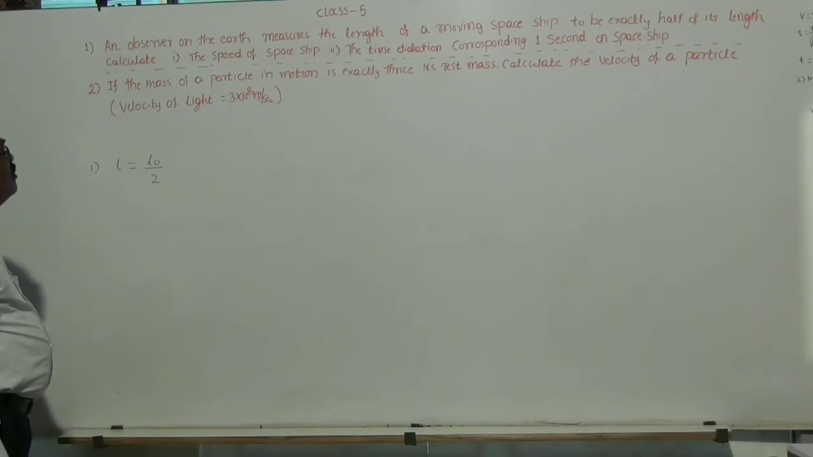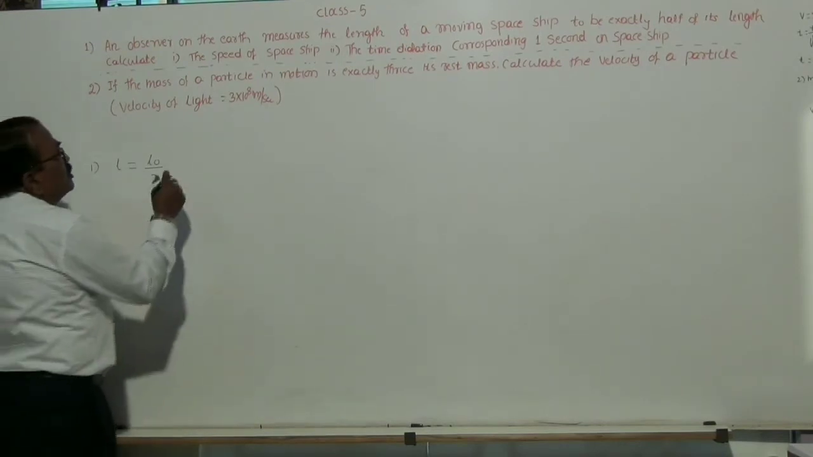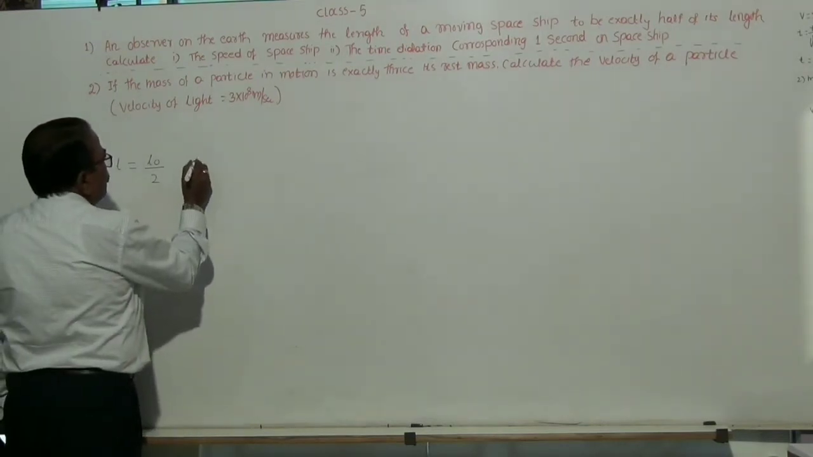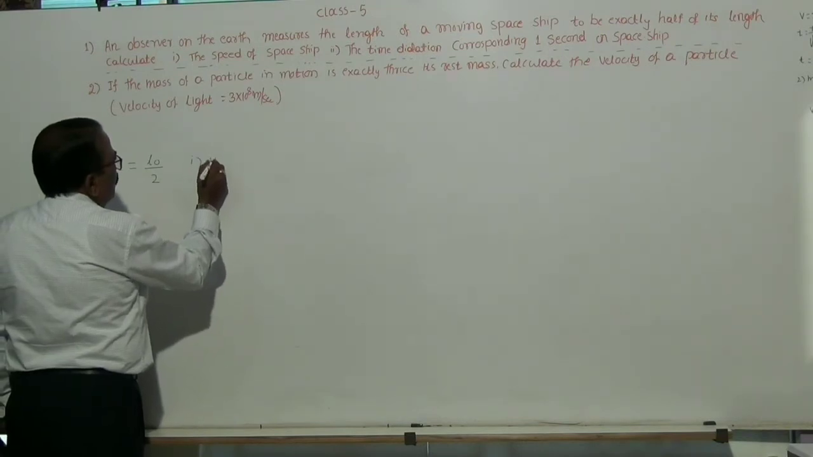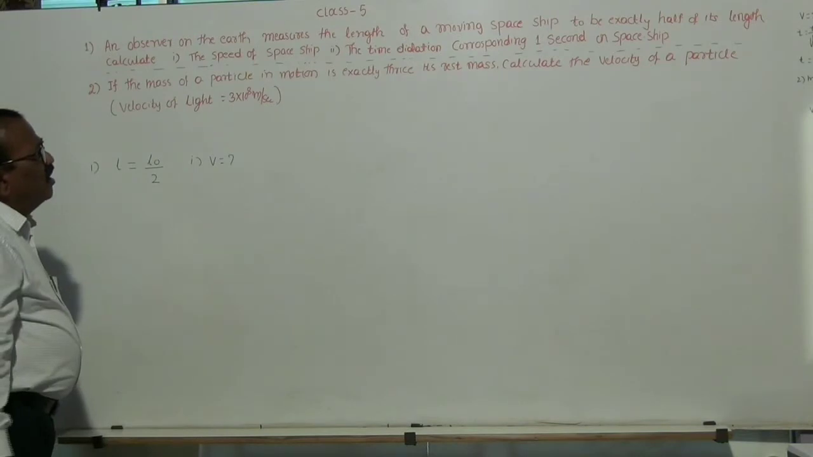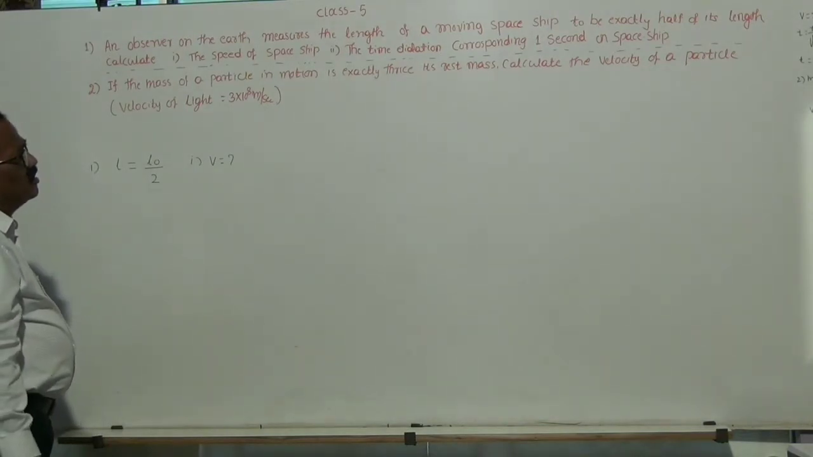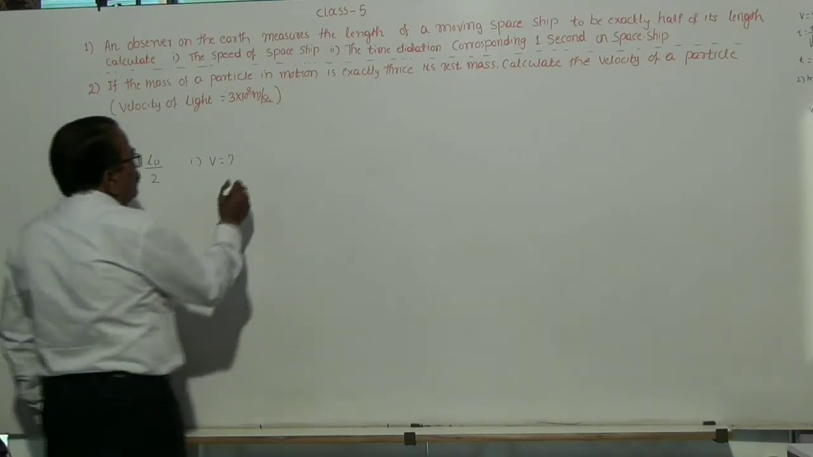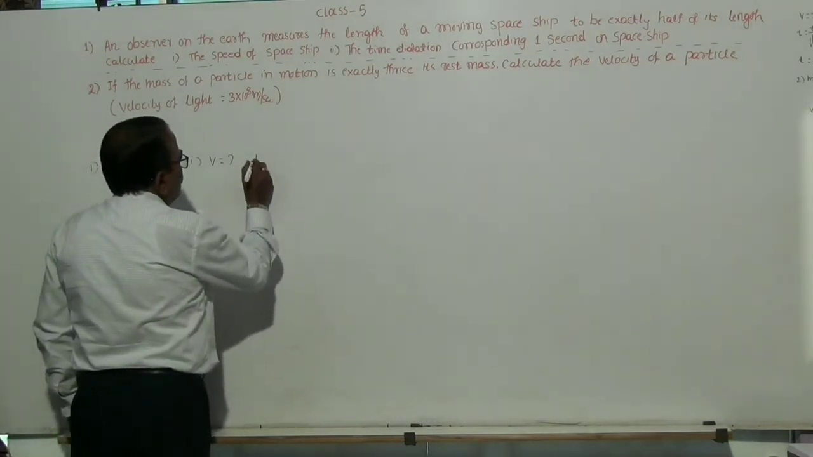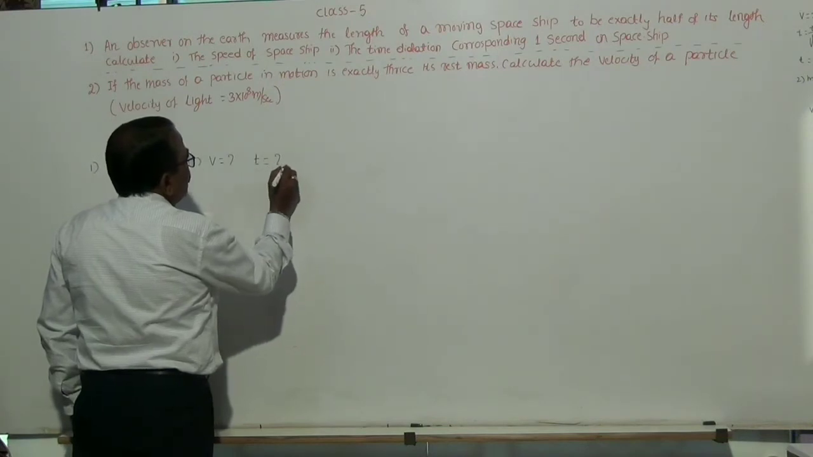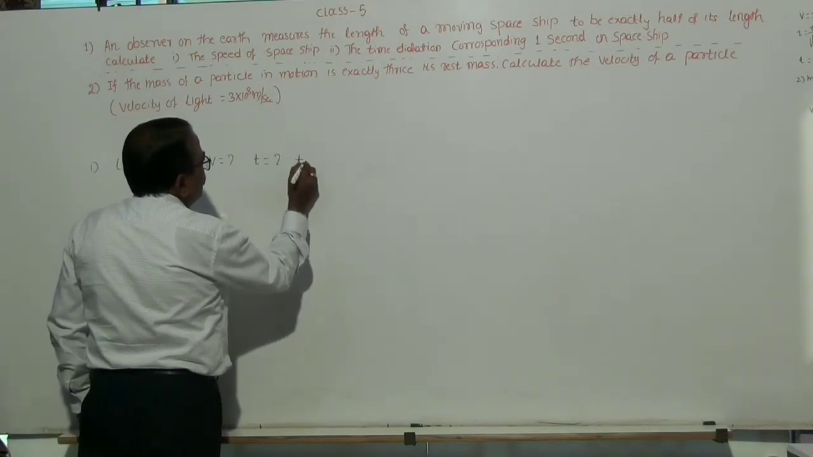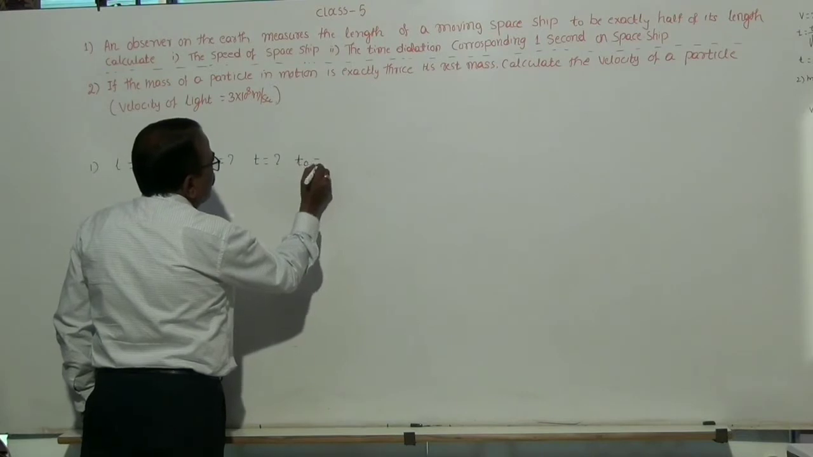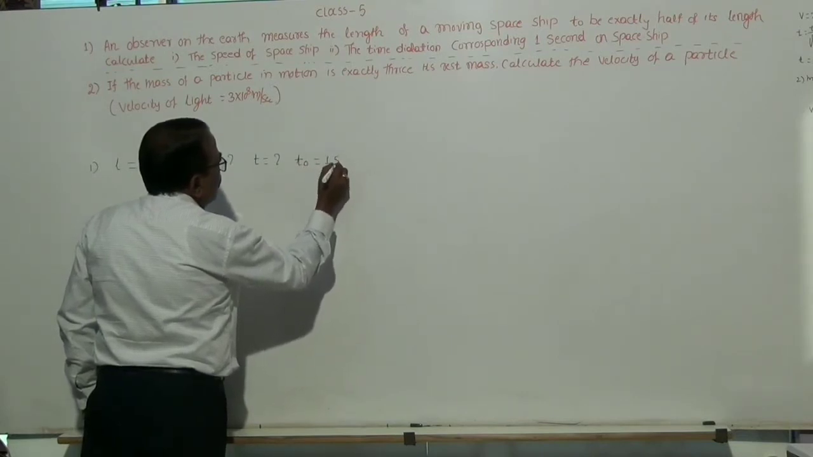Calculate the speed of the spaceship. V is what? And the time dilation corresponding to 1 second on spaceship. That means T is what? Given T naught is equal to 1 second.